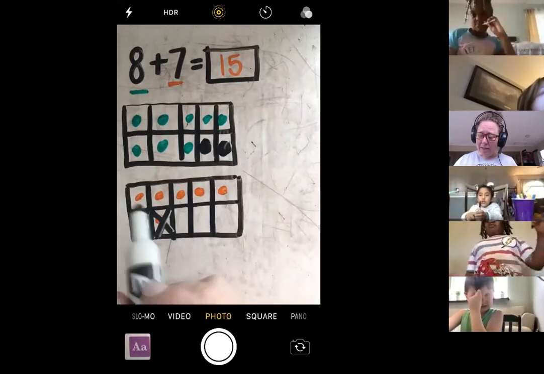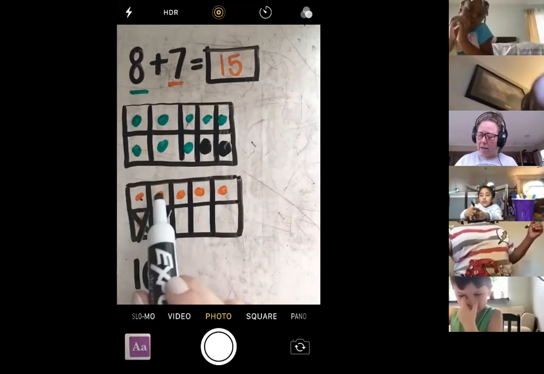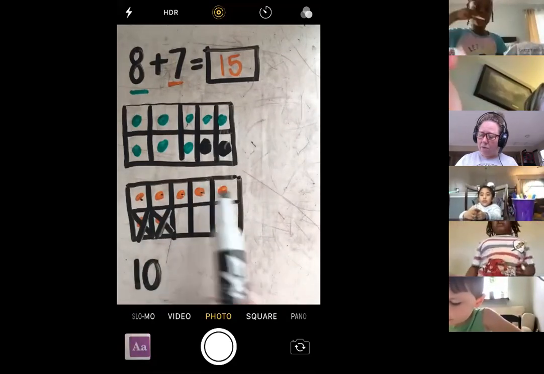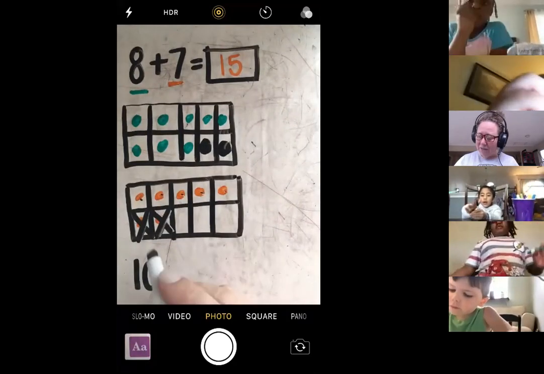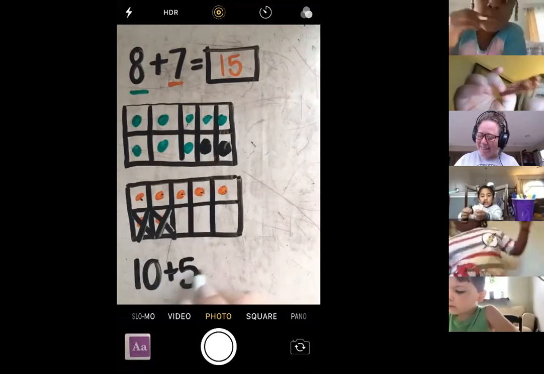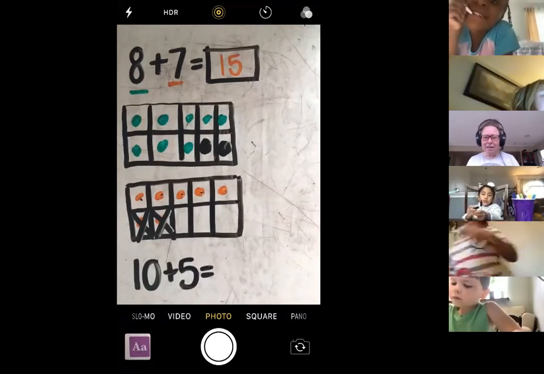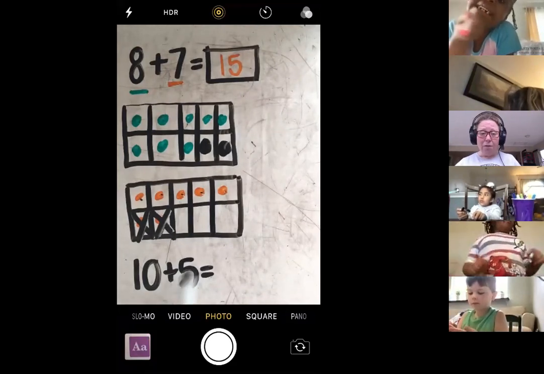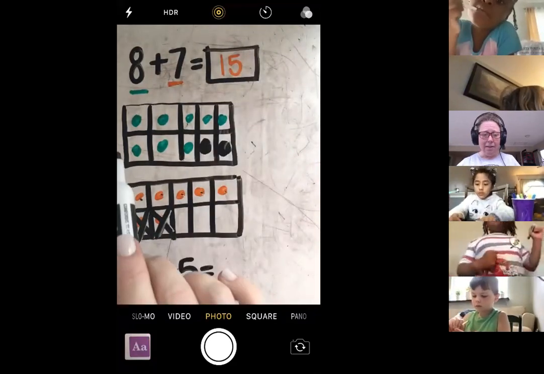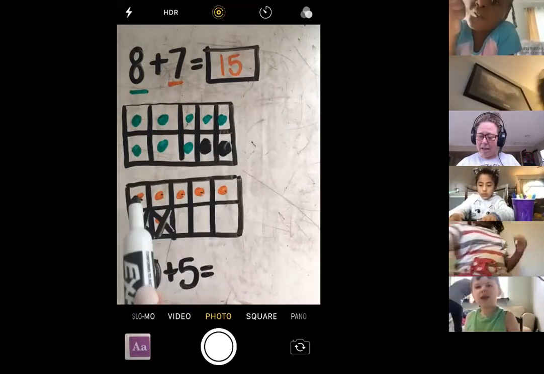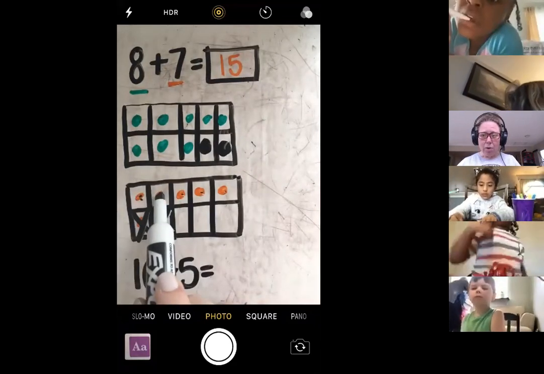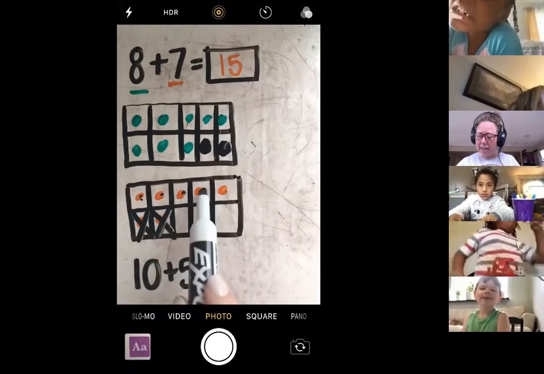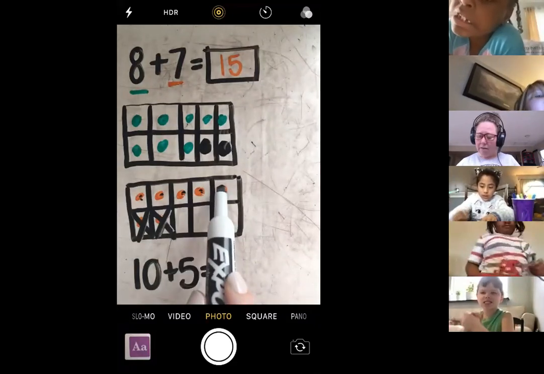7. Let's look. Does this have 7, Ian? 1, 2, 3, 4, 5. 10 plus... That's okay, Ian. So now let's use the count on strategy to see if we get the same answer. Ready? 10, 11, 12, 13, 14, 15.